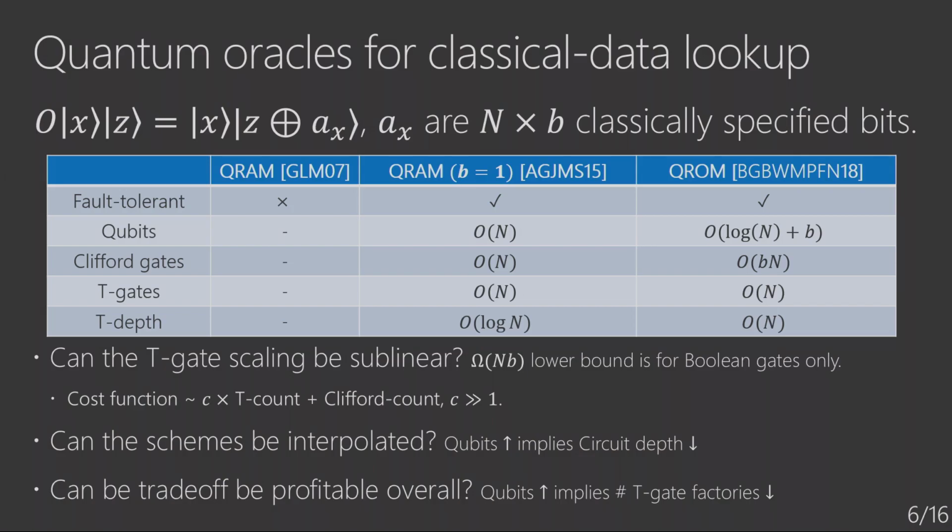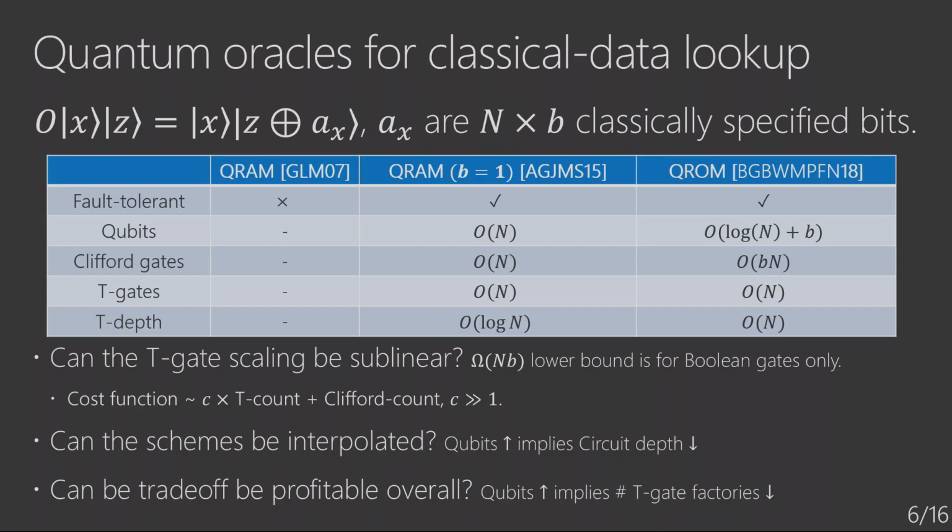So when we focus on the case of the data lookup oracle, here I have in this table some of the important parameters. Is it fault tolerant? The implementation, how many qubits it uses in this setting, Clifford gates, T gates, and so on. So the original vision of QRAM was by Giovannetti, Lloyd, and Maccone. In this setting, it is not fault tolerant, so let's not consider that. Let's look at an implementation of it that is fault tolerant.